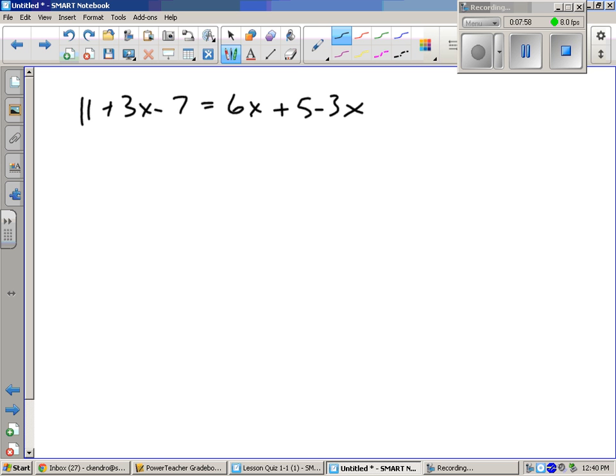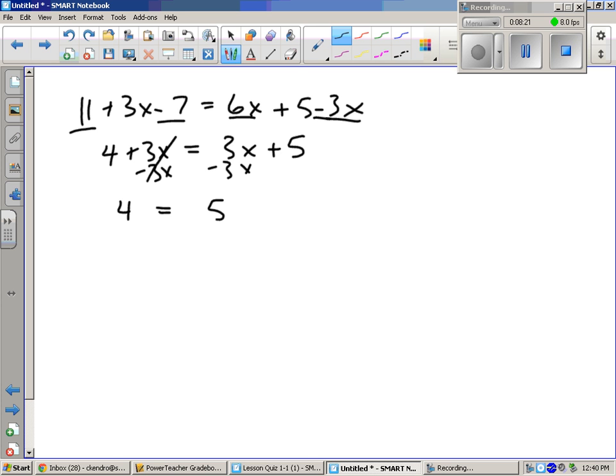Okay, so on this one, I'm going to get my like terms together first. I have 11 and negative 7, that would be 4. And then I have 6x and a minus 3x, so that would be 3x. Okay, the next thing I'm going to do is subtract 3x from both sides. And they disappear completely, and I end up with 4 equals 5. Now, I don't know about in your world, but in my world, that's not true.